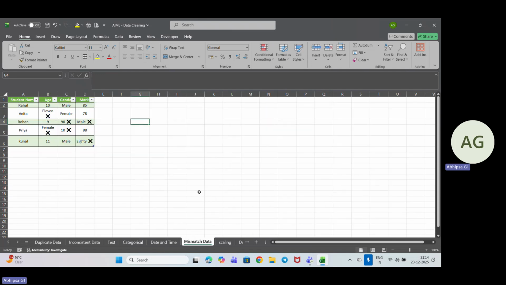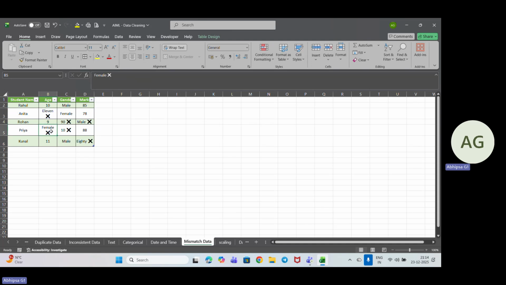Next, we have the mismatched data. This is the data set that contains mismatched data. So why is mismatched data a problem? Suppose there is a 10-year-old, so we are looking at this age, the male and the female. So it should come out like this. Here you can see this is the age column.